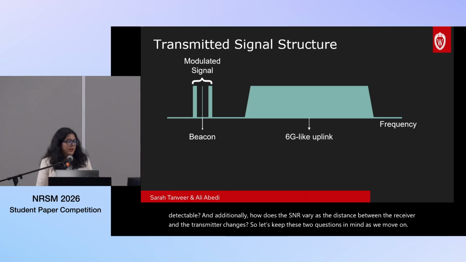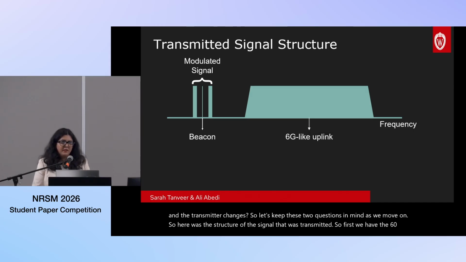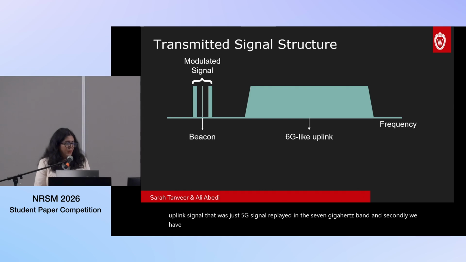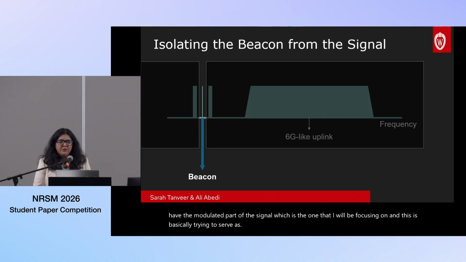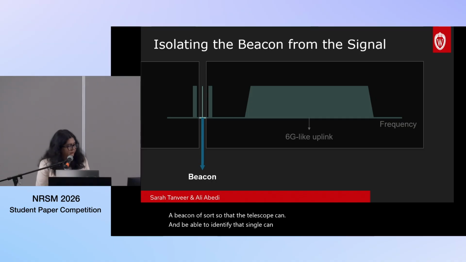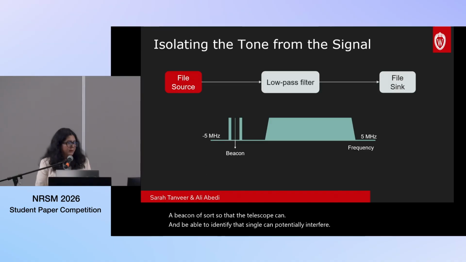So here was the structure of the signal that was transmitted. First we have the 6G-like uplink signal that was just a 5G signal replayed in the 7 gigahertz band. And secondly, we have the modulated part of the signal, which is the one that I will be focusing on. This is basically trying to serve as a beacon of sorts so that the telescope can identify that a signal can potentially interfere. So this is the beacon that I will be analyzing.